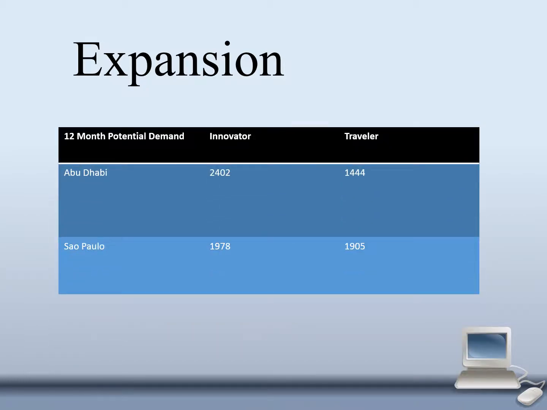If we're going to be looking at expansion, I think based on the demand potential for the sectors we're looking at, which would be the innovator and the traveler still, Abu Dhabi and Sao Paulo will be the 2 best options for us. Abu Dhabi is expected to have 2,400 units that they're looking to have over the next 12 months. And in the traveler section, about 1,400 units are looking to purchase. In Sao Paulo, there'll be just over 1,900 units they're looking for in the innovator sector, and the traveler is just over 1,900. So there is a large market in these two areas for the innovator and the traveler, and it would be ideal for us to have a few staff members in those locations.